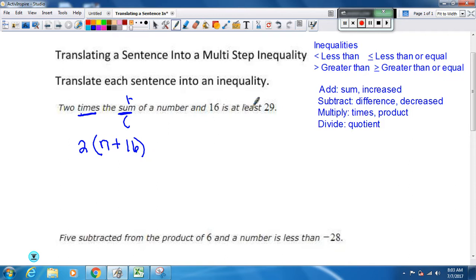Is at least. Okay, if you have at least $10 in your pocket, you could have $10 or you could have more. So even though this looks like less than, because least kind of looks like less, it's actually greater than, or it could also be equal to 29. So again, if you have at least $10 in your pocket, that means you could have $10 or you could have more. So don't just go by what the word looks like.